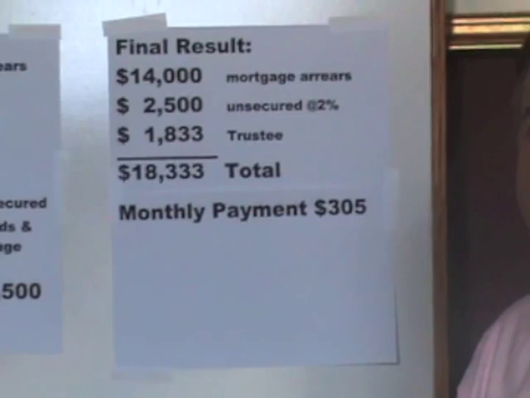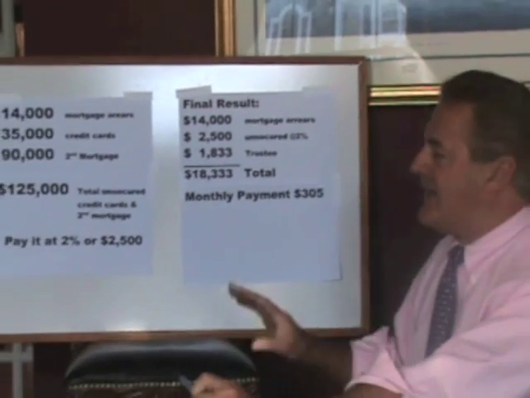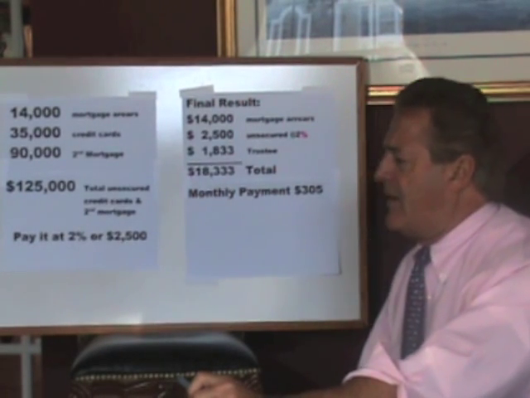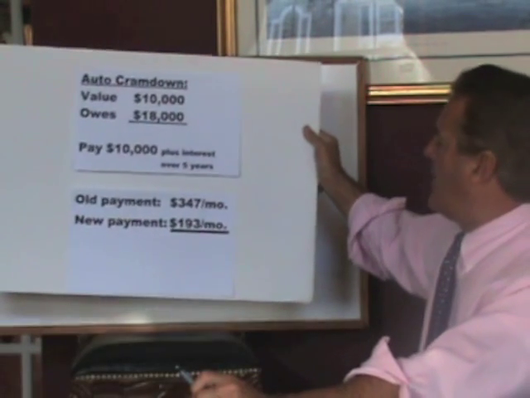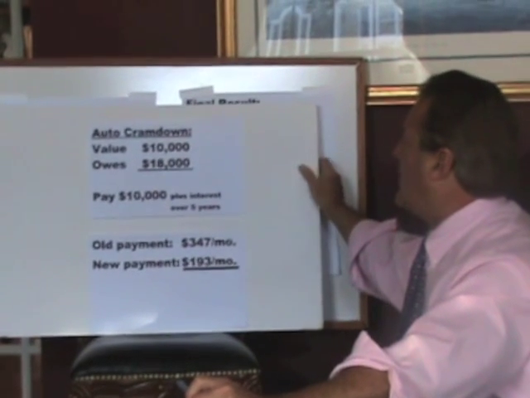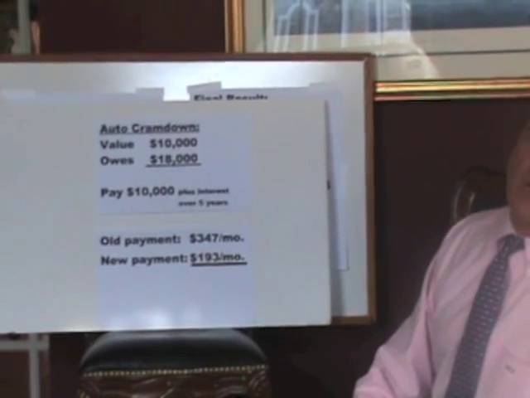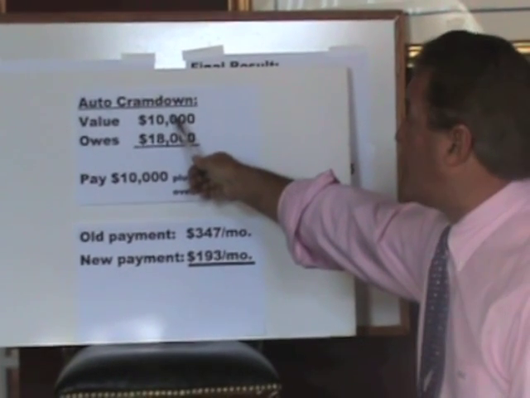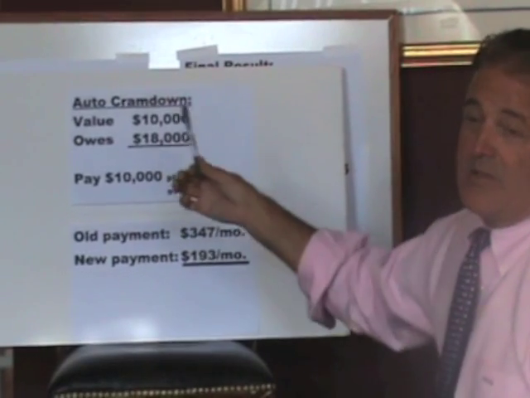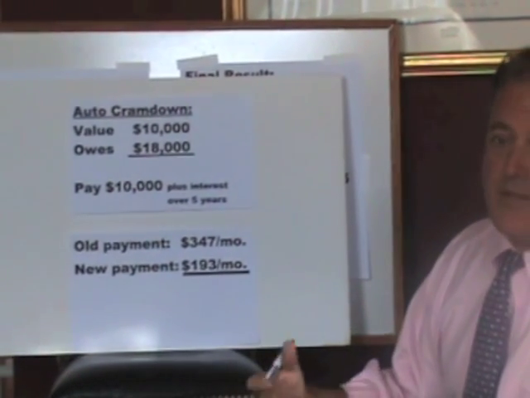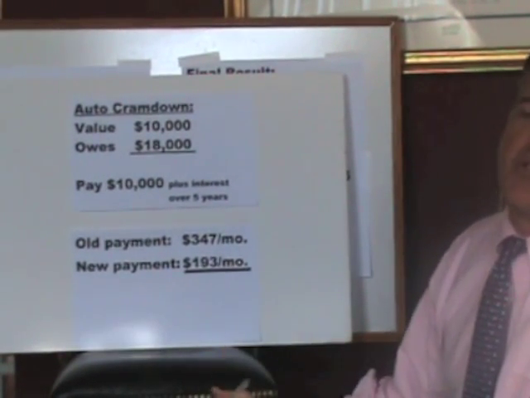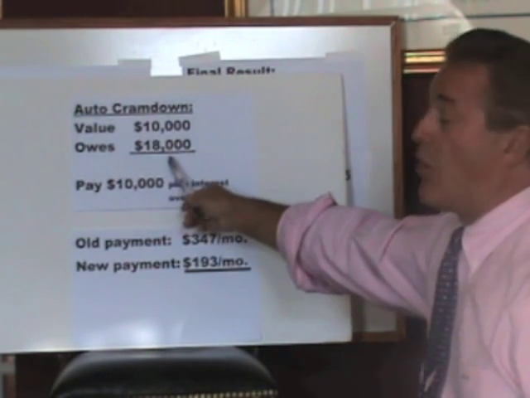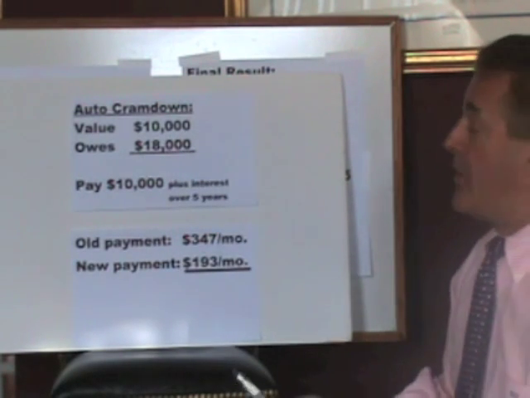I had one other component to this, and I didn't put it together because I didn't want to make it too complex. For this particular case, we're talking about an automobile. If you have an automobile loan and your car happens to be underwater, it's worth $10,000, for example, and you owe $18,000. The dealer took your trade, didn't give you a good deal, and the car depreciated faster than expected. So valuation is $10,000, you owe $18,000. What can we do for you?